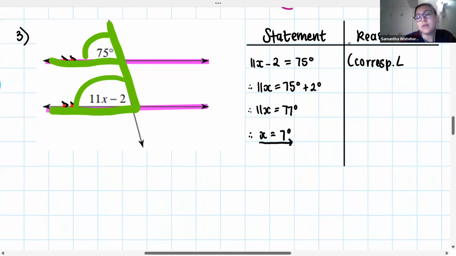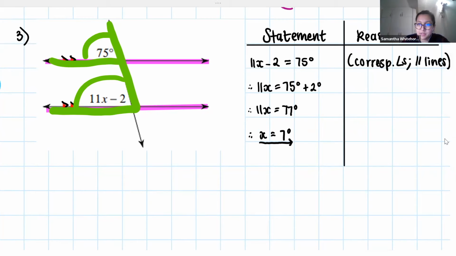Now, hopefully what you realize is that I don't have any labels for my lines. So when I now write my parallel lines, I can literally just write parallel lines. If there's no labels, just write parallel lines. That is absolutely fine. So it is because they're parallel, but specifically because they are in corresponding positions, we can now say that they are equal.